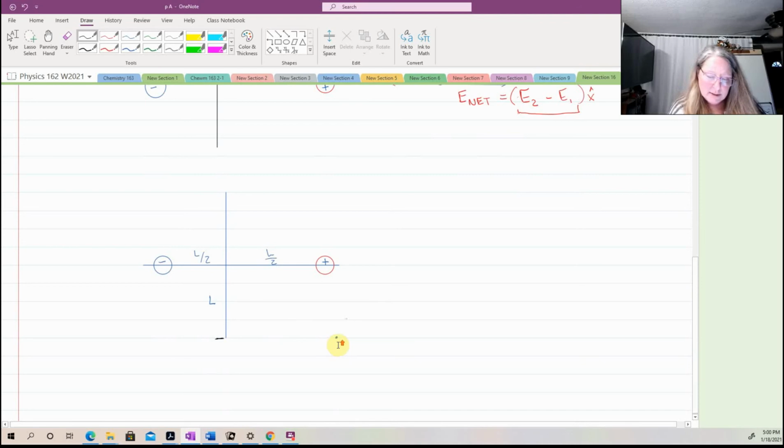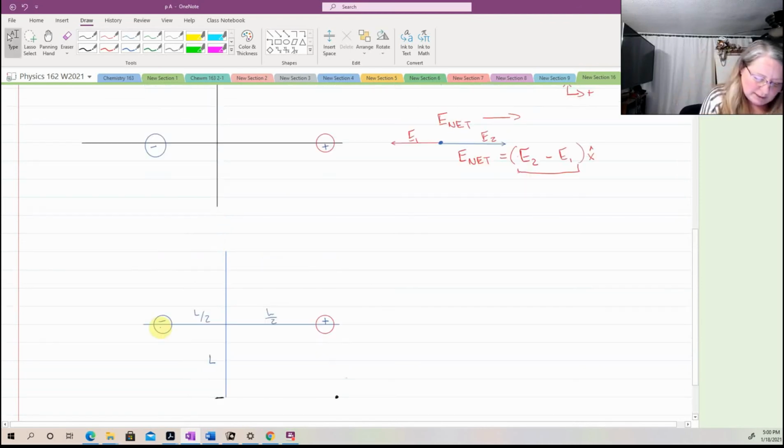And I want to be consistent that I labeled this one as 1 and this one is 2, and I want to say that Q1 equals Q2, but Q1 is negative. So another way of thinking about it is Q2 equals negative Q1, whichever you want to say. All right, we want to do the sum of our fields.